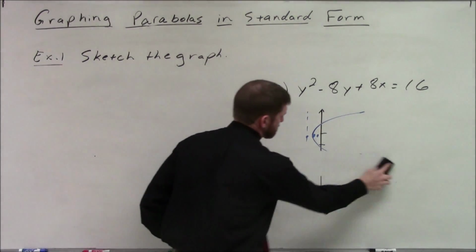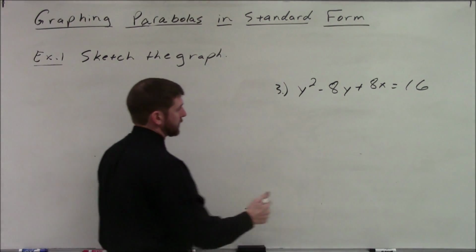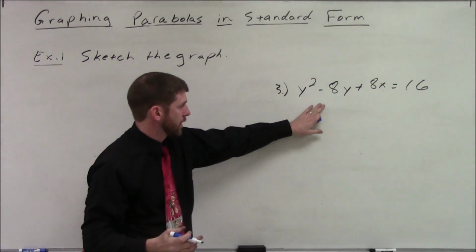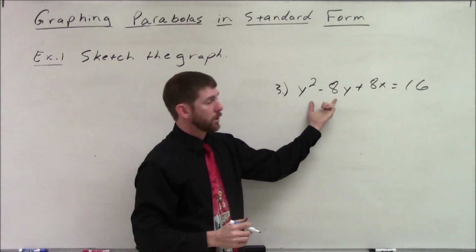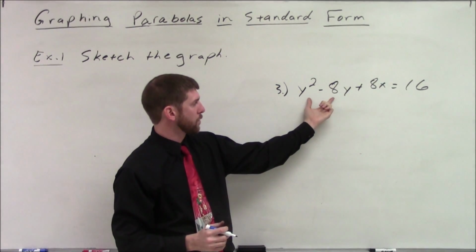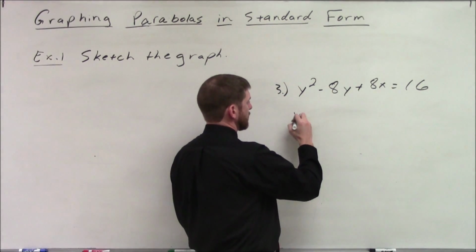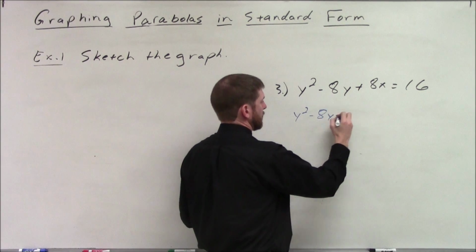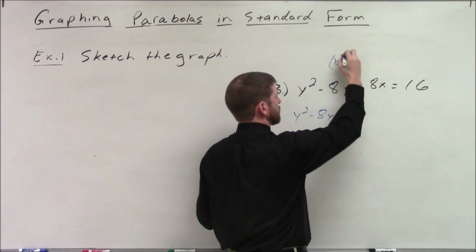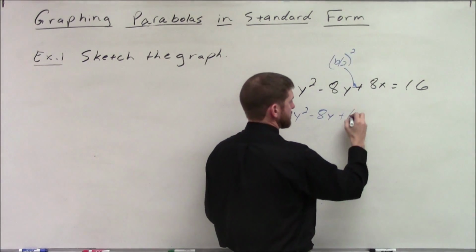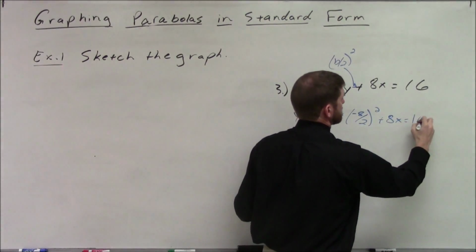So remember, we're going to do these by completing the square. So I'm going to start out getting my like terms together, which we already have. We have our y's together, we have our x together, and so on. So we want to complete the square on this y portion. We have a lead coefficient of 1. We're good there. So we need to add to the y's b over 2 squared. So that's -8 over 2 squared plus 8x equals 16.